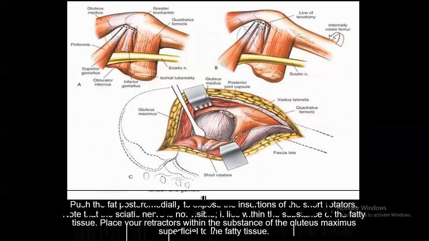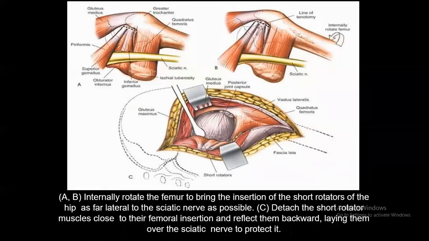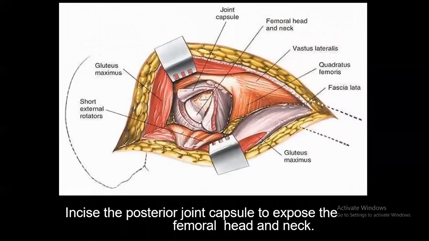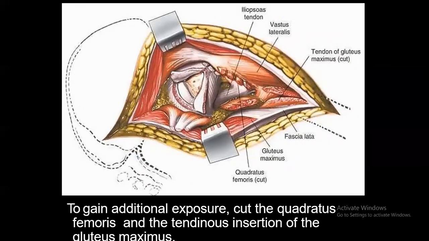A and B: internally rotate the femur to bring the incision of the short external rotators of the hip as far lateral to the sciatic nerve as possible. Picture C: detach the short external rotator muscles close to the femoral insertion and reflect them backward, laying them over the sciatic nerve to protect it. Incise the posterior joint capsule to expose the femoral head and neck. To gain additional exposure, cut the quadratus femoris and the tendinous insertion of the gluteus maximus.